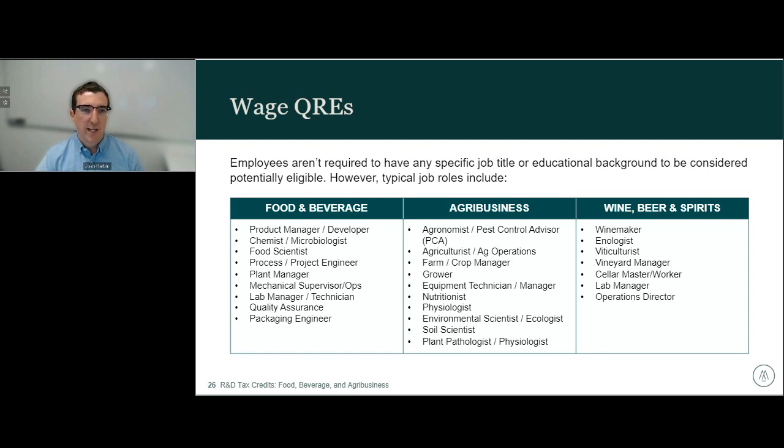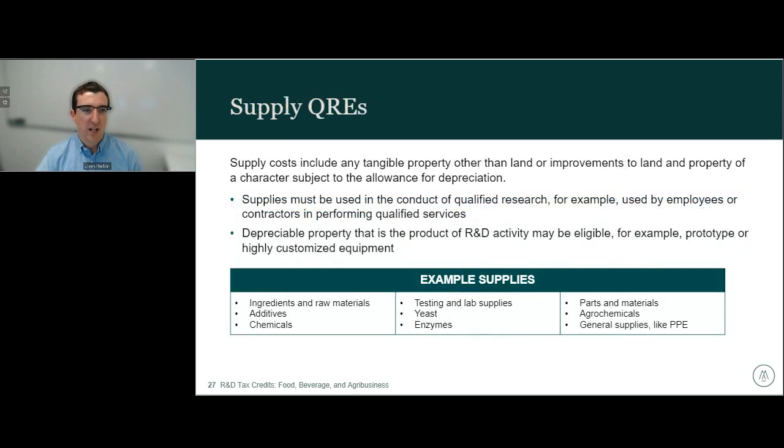So moving on from wage QREs, our next category is supplies. Supply costs include tangible property other than land or depreciable property. Supplies must be used in the conduct of qualified research and often include items such as ingredients and raw materials, additives, chemicals, testing and lab supplies, yeast, enzymes, parts, agrochemicals, or other general supplies. The key here is that it's tangible property that's used in the R&D itself.